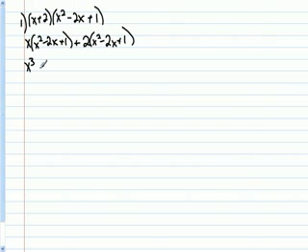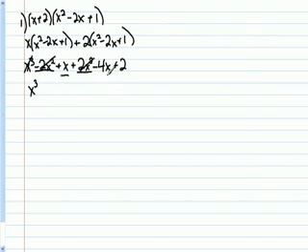X times x squared becomes x to the third. X times negative 2x is negative 2x squared. X times 1 is x. Then do the other one. 2 times x squared is 2x squared. 2 times negative 2x is negative 4x. 2 times 1 is 2. Find any like terms. I don't have anything that goes with the x to the third, so just put it in the front. Got that one. I have a negative 2x squared and a positive 2x squared. Those are gone. Positive x and negative 4x would become negative 3x. So I've got those. And the 2. And that's my answer.